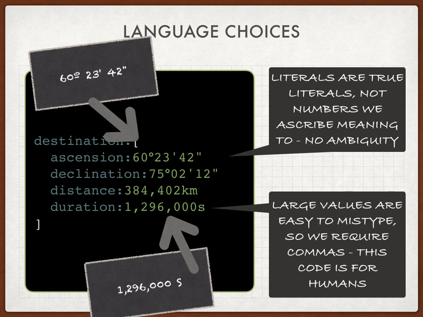So not only does Timeline allow you to put these commas in here to format large numbers, but you have to do that. You can't write a big string of numbers without commas, without formatting, because that would create ambiguous, unreadable code, and we don't want to allow that.